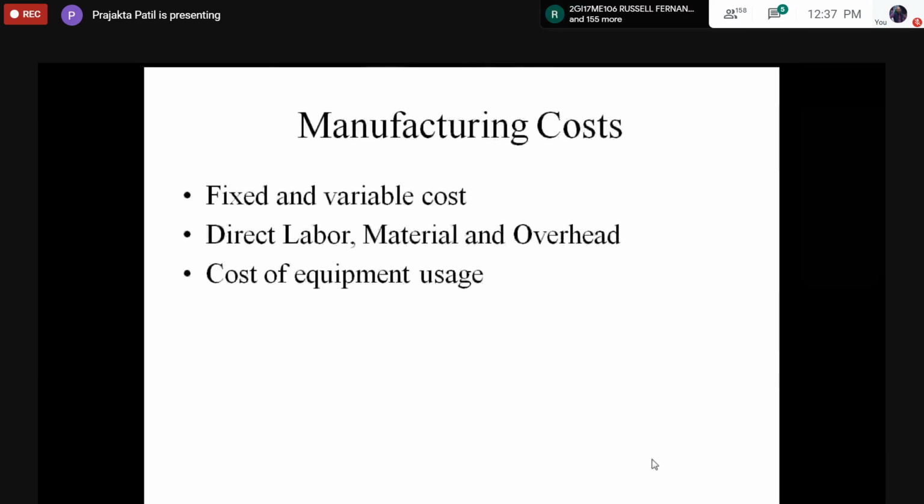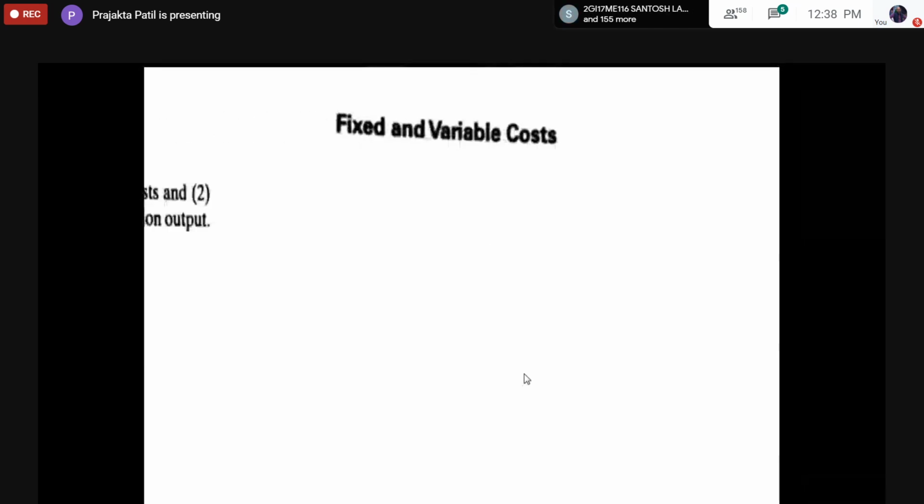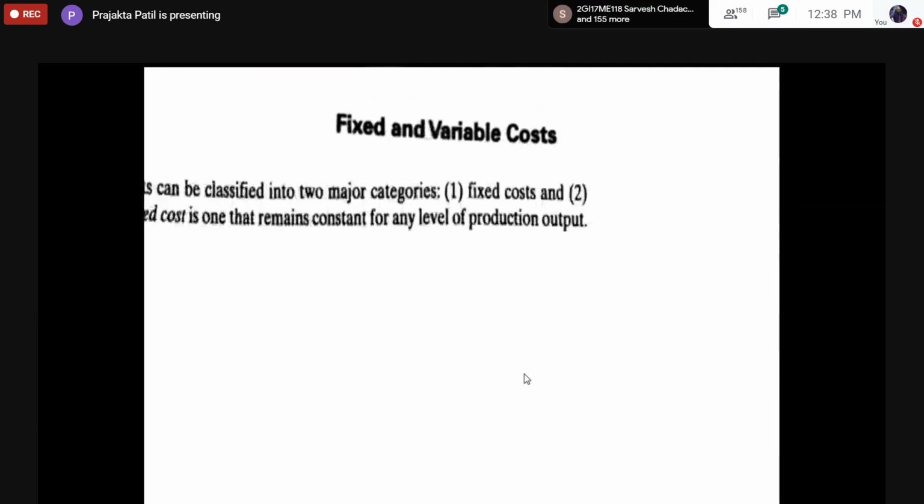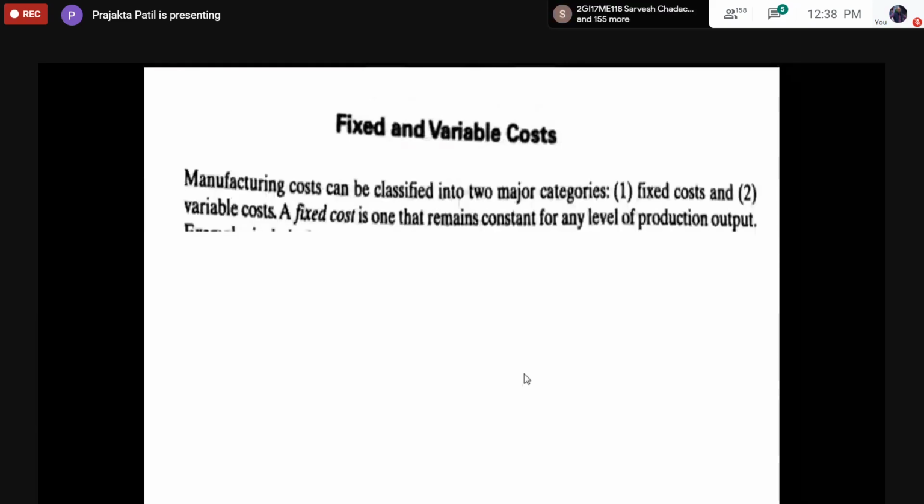Basically, this manufacturing cost can be categorized into these three. One is the fixed and variable cost of equipment usage. Now we will see in detail what these three categories are. So fixed and variable cost. Manufacturing cost can be classified into two major categories, that is the fixed and the variable cost.